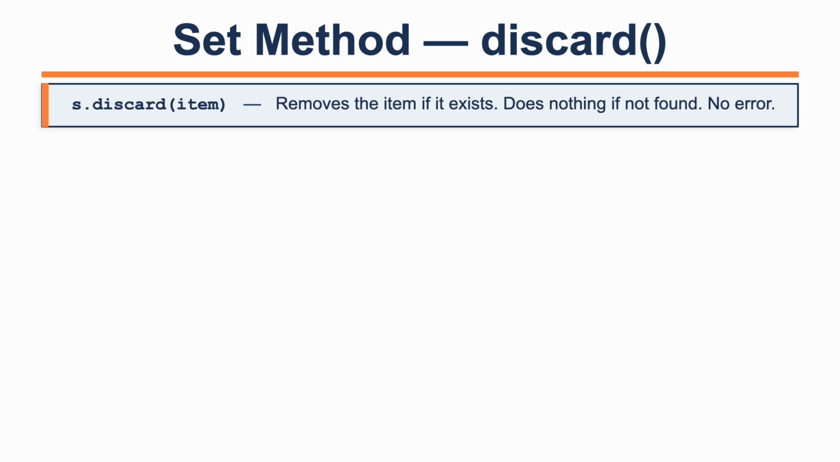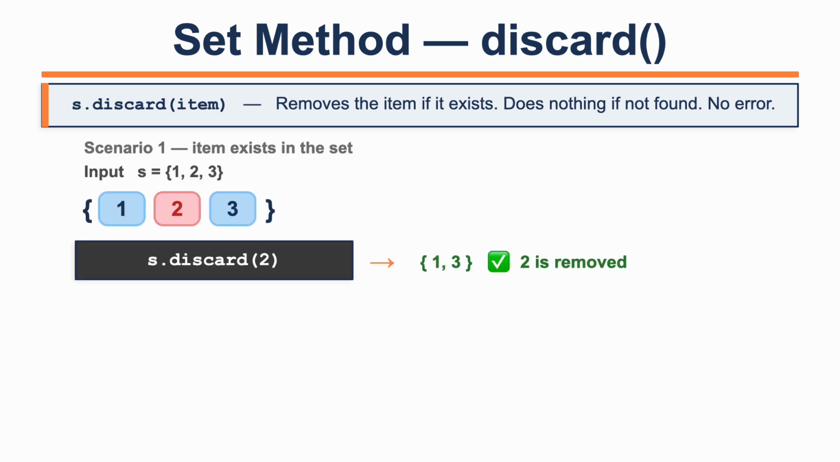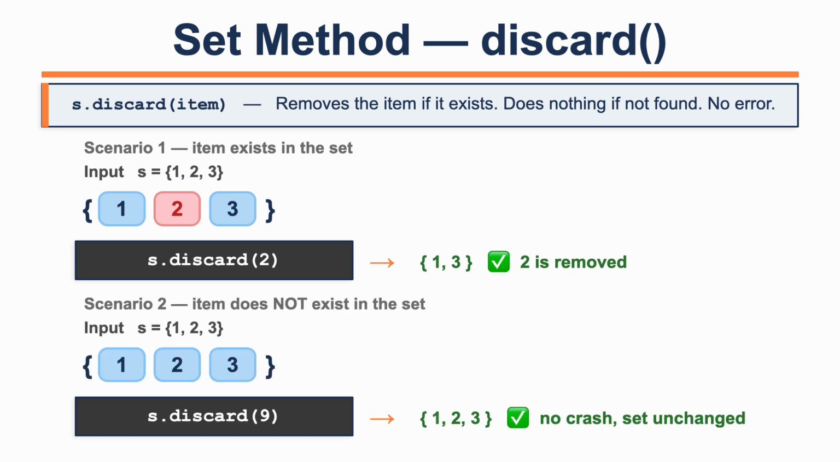Discard looks just like remove, but it behaves differently when the item is missing. In the first scenario, the item is already in the set. We have the set 1, 2, and 3. When we call s.discard(2), Python finds it and removes it. The output is 1 and 3. Same as remove so far. In the second scenario, the item is not in the set at all. Same set, but this time we call s.discard(9).